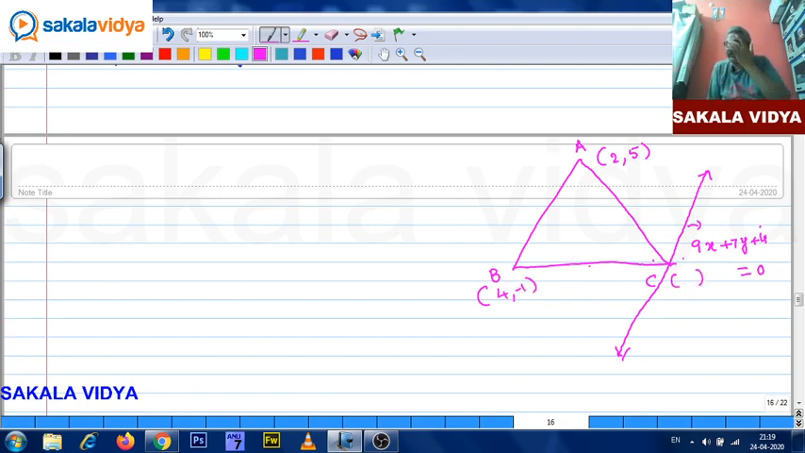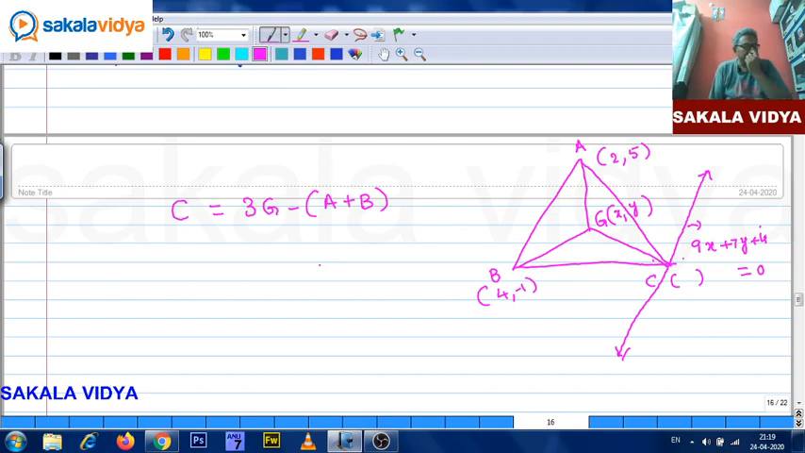Then what we need to find here is the locus of the centroid. We do not know the centroid. Let us say this is the centroid G, x comma y, and we need to find the locus of x comma y. One thing you remember: whenever two vertices and the centroid are given, the third vertex we can find using this simple formula. C is equal to 3 times the centroid minus the sum of the given vertices. Remember this shortcut.